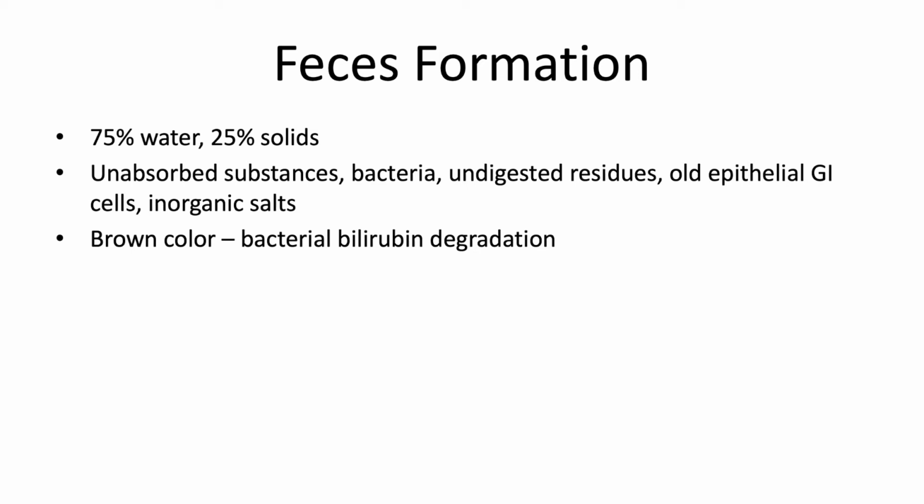also inorganic salts. For a better imagination of this mechanism, about 500 milliliters of food enters the large intestine, but only 150 milliliters become feces. So there is still a lot of reabsorption in the large intestine. The brown color is due to stercobilin and urobilin, which are produced by bacterial degradation of bilirubin.